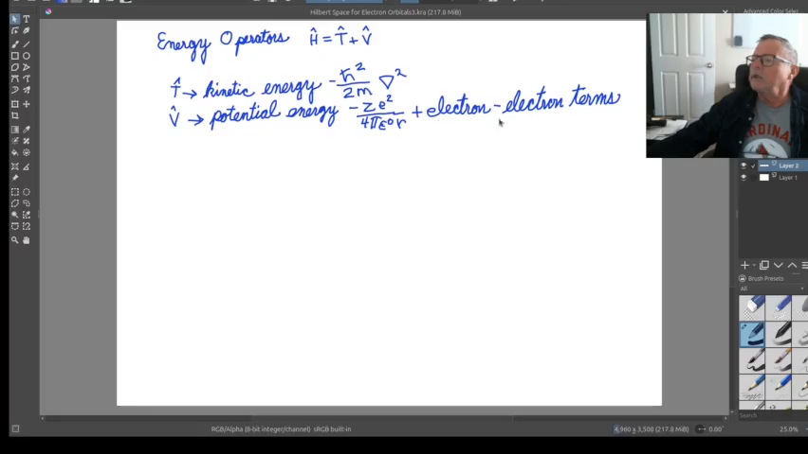Now what about electron-electron terms? Well, what if the electrons are near each other and you've got electron repulsion? Well, that's a really important thing, so we have to include those.